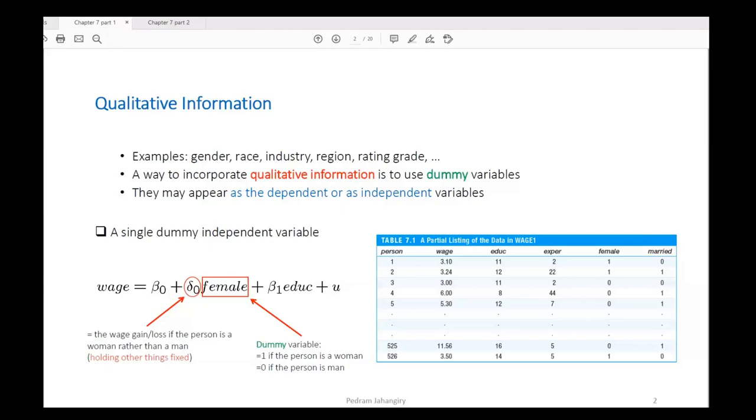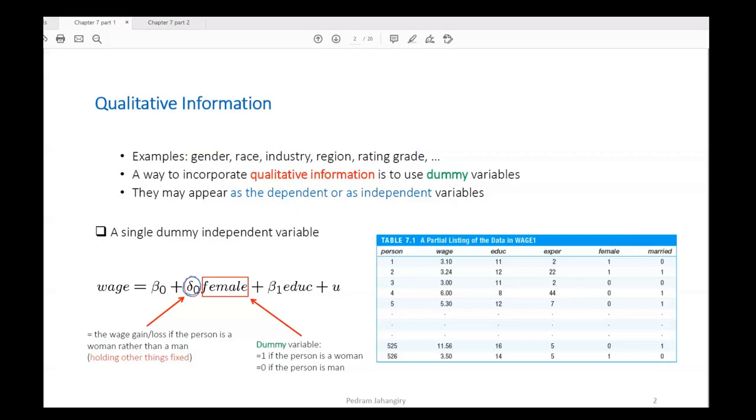All right, now let's talk about the intuition of all these things. Now, when I have a dummy variable in the model, how should I interpret that? And things like this. Okay, so what can I say about this delta zero that we have here? The delta zero is going to be our wage gain or loss if the person is a woman rather than a man.